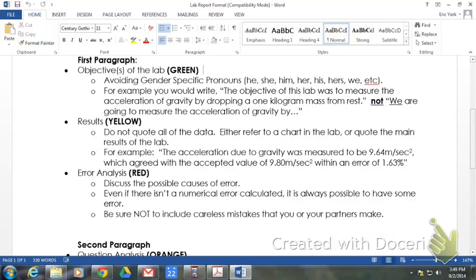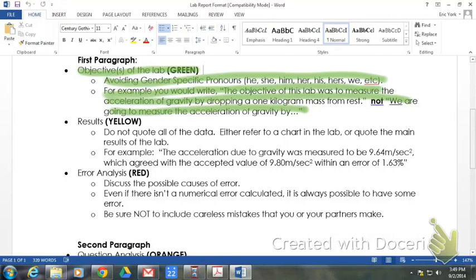Okay, first paragraph, there are 3 sections to it. The first one is the objective. So right now, go ahead and shade your objective green. Okay, so this whole section should be shaded green on this page. Now, in addition to this, when you're done writing your objective, you'll also shade it green on your actual lab report. Now, when you write your objective, you need to leave out the gender-specific pronouns.